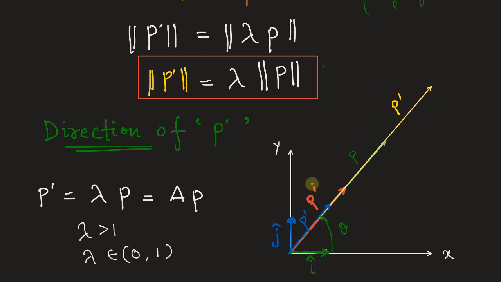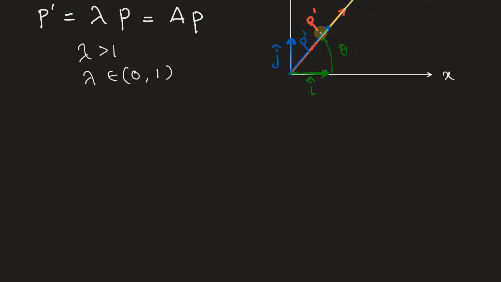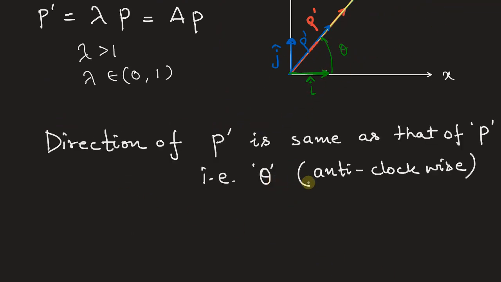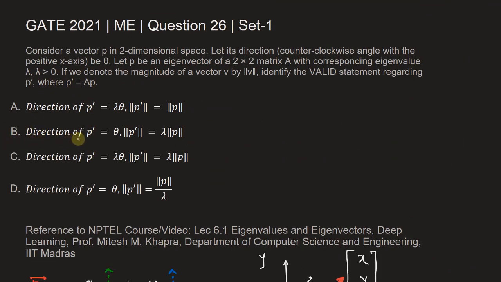Also, this stretching or squeezing of this vector P prime is already calculated here in the magnitude of P prime, that is equal to lambda into the magnitude of P vector. Now we can say that the direction of P prime is same as that of P vector, counterclockwise from the positive x-axis. Now let's match our answer with the given options. We see here the direction of P dash or P prime is equal to theta, and the magnitude of P prime is equal to lambda into magnitude of P vector. Hence option B is the correct answer.